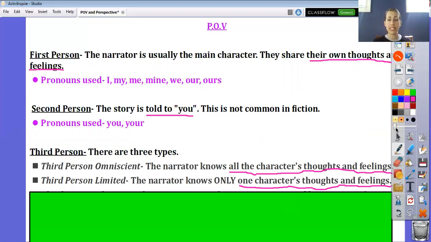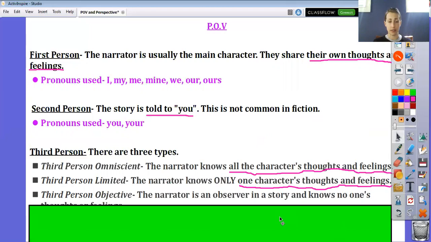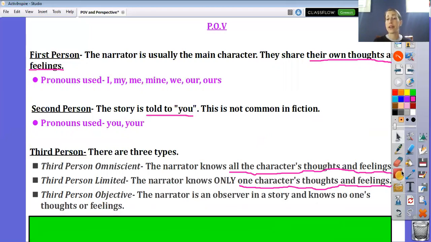And last but not least is third person objective. This is when a narrator is an observer, meaning they are an announcer at a game or an announcer on American Ninja Warrior. They only know what they can see or what they observe. They do not know anyone's thoughts or feelings. So they know no one's thoughts and feelings.